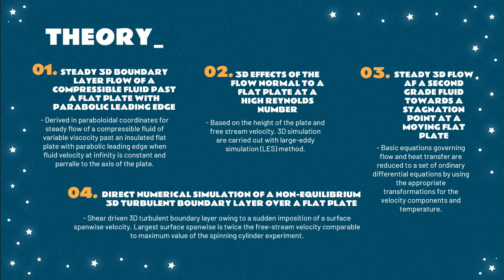Shear-driven 3D turbulent boundary layer owing to a sudden imposition of a surface spanwise velocity. The largest surface spanwise velocity is twice the free stream velocity, comparable to the maximum value of the spinning cylinder experiment.